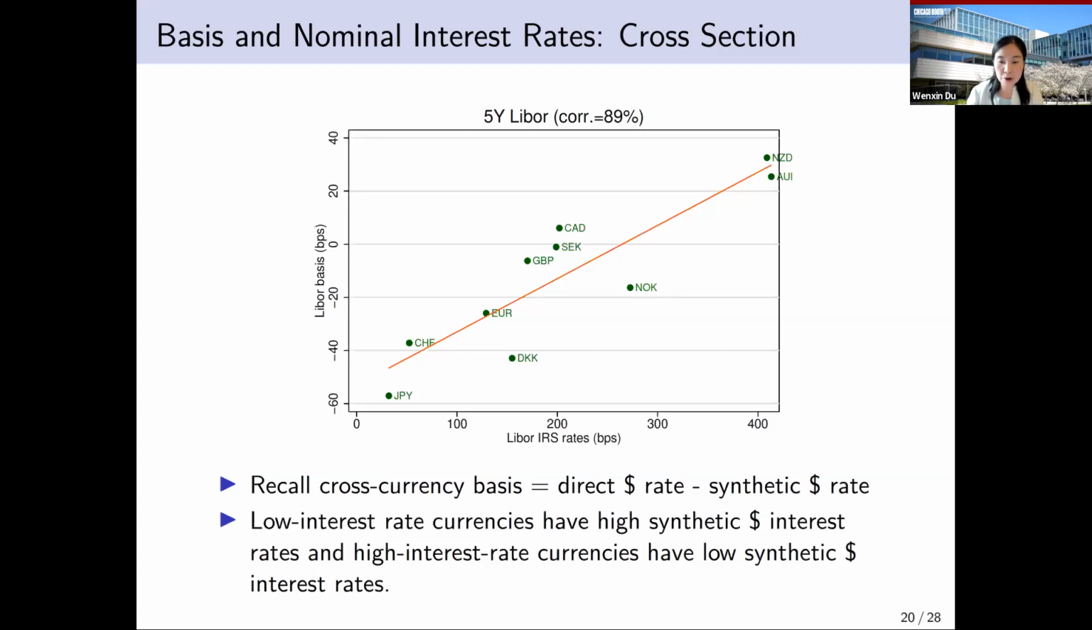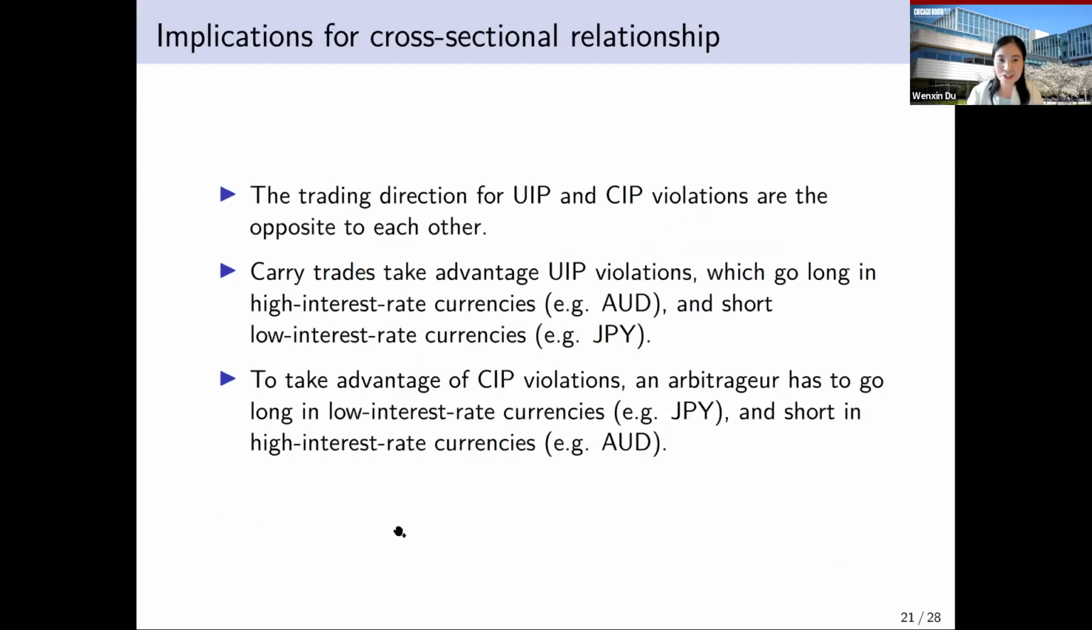Again, recall the definition of cross-currency basis is the direct dollar interest rate minus the synthetic dollar interest rate. So this means that the low interest rate currencies, as you can see here, right? Low interest rate in Adrian's portfolio sorting exercise, the Japanese yen, the Swiss franc actually have the highest synthetic dollar interest rate because they have the most negative cross-currency basis, right? So that's what this bullet is saying. Low interest rate currencies have high synthetic dollar interest rate, and on the contrary, high interest rate currencies have low synthetic dollar interest rate. This has very, very important implications on the direction of trading UIP versus CIP, right?